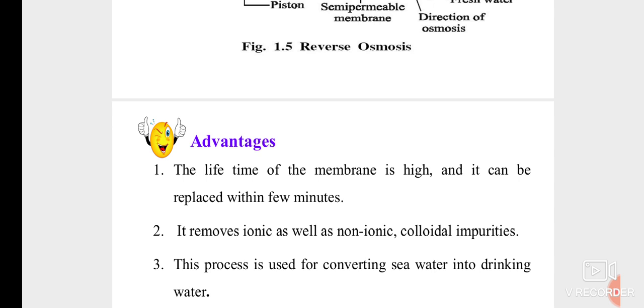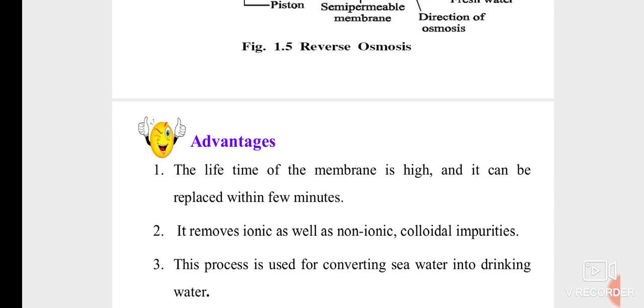Then the process is used for converting seawater into drinking water. Seawater means water containing more than 35,000 dissolved salts in the solvent. All types of dissolved salts are removed by this process, so it is a very suitable method for converting seawater into drinking water. These are some of the main advantages of the reverse osmosis process.